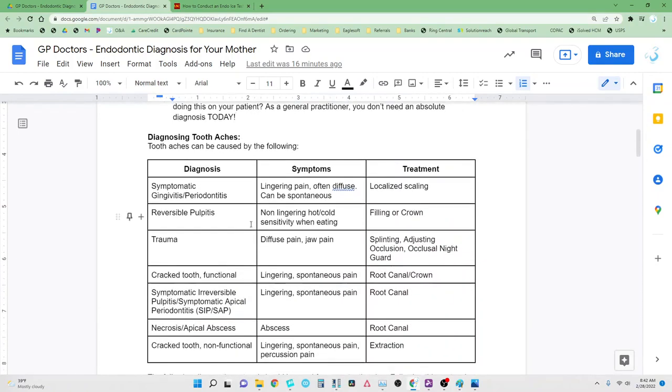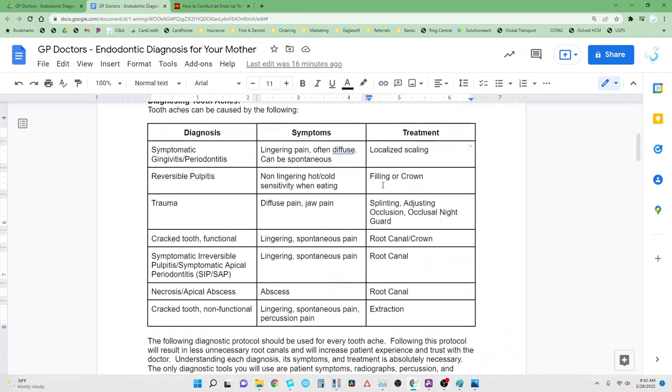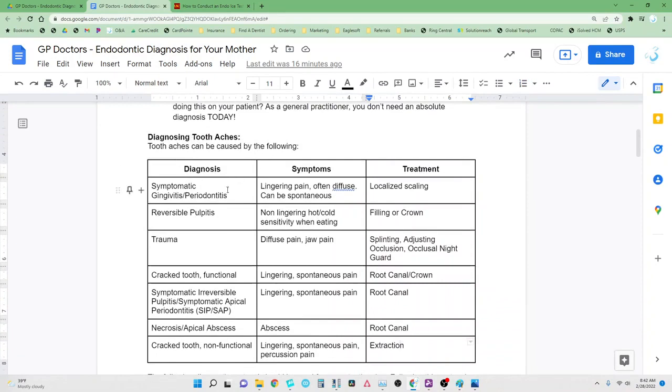All right, so let's get down to the different diagnoses of a tooth, their symptoms, and the treatment. I've tried to order these treatments from least invasive to most invasive. So it's very important to have an understanding of all of the different diagnoses. Obviously we have symptomatic gingivitis or periodontitis. We get this all the time.